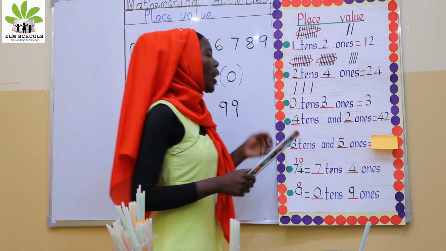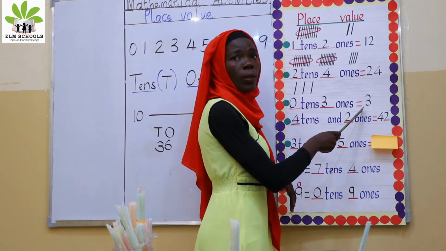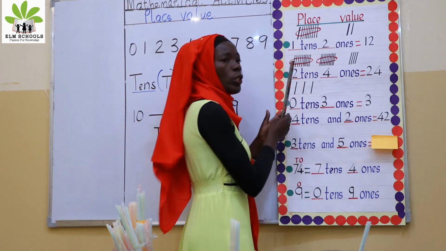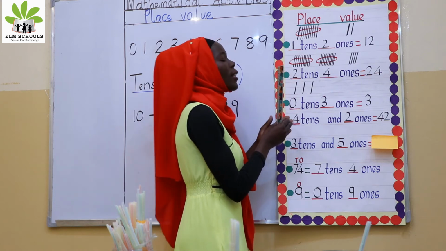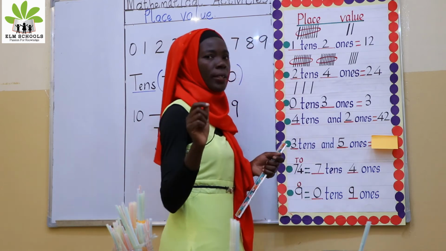So what will be my answer? 3. Now here I have 0 tens and 3 ones. What do I get? 3. Because we do not have any bundle of 10, we don't have the number here. We only have 3.